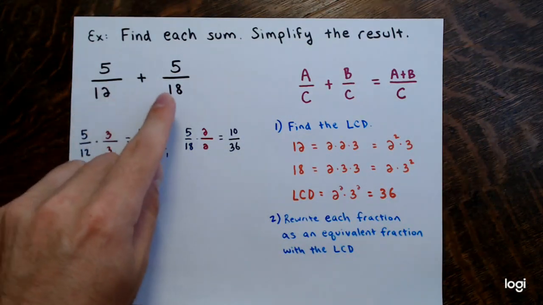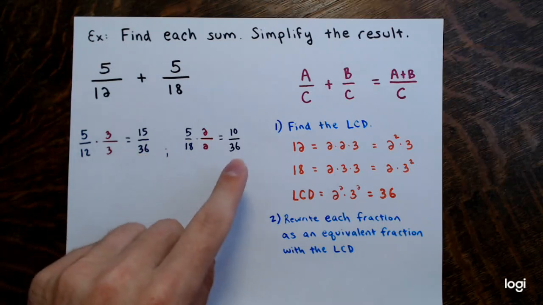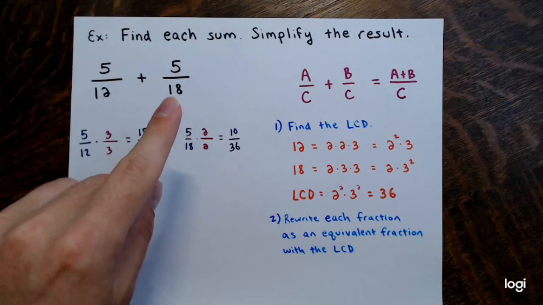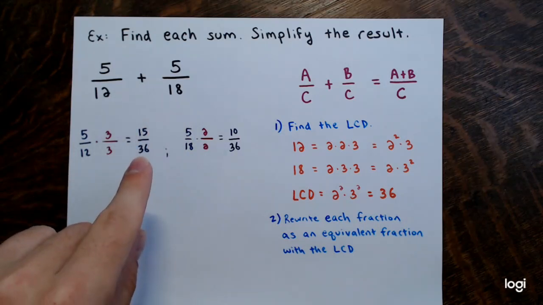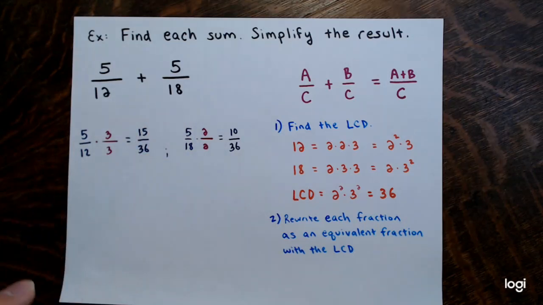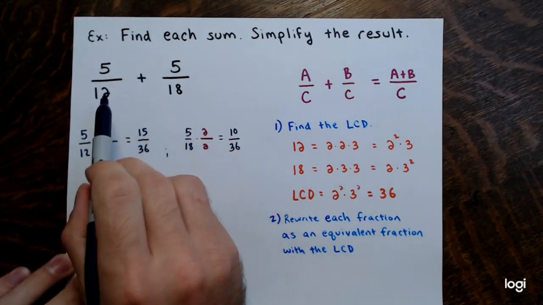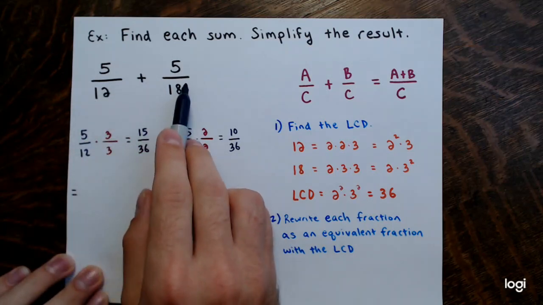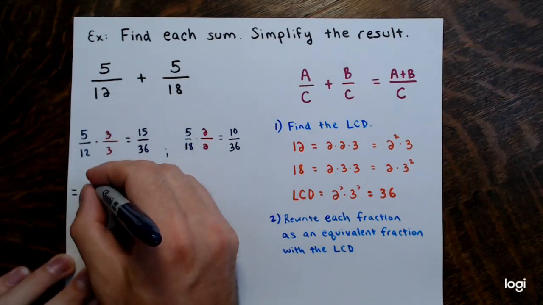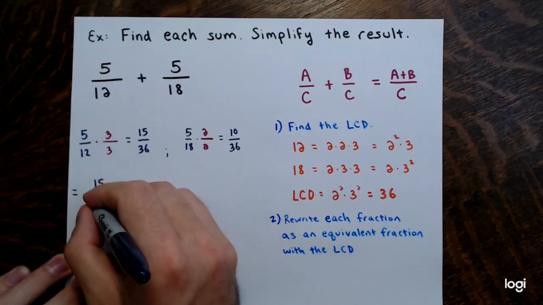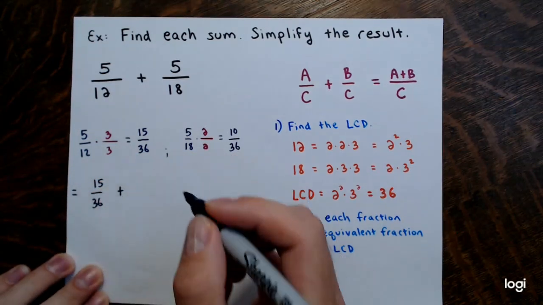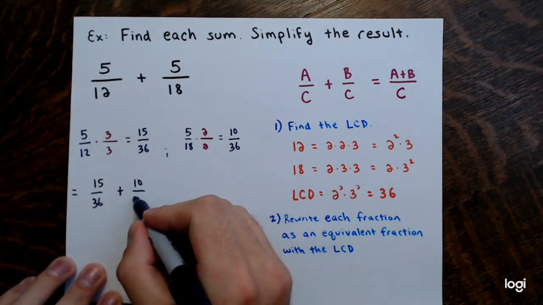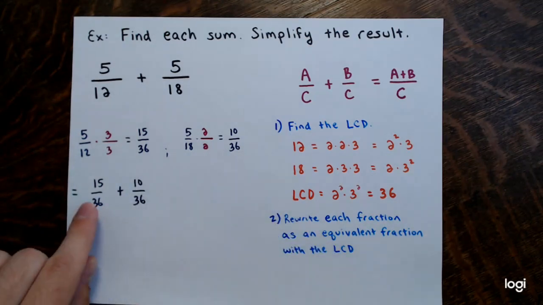These two fractions I started with are now fractions that have the same value, right? This has the same value as that. This has the same value as that. And now they have the same denominator. So now we're looking at this. Instead of 5/12 plus 5/18, that'll be equivalent to 15/36 plus 10/36, the same thing as 5/18. And now I have exactly what I want.